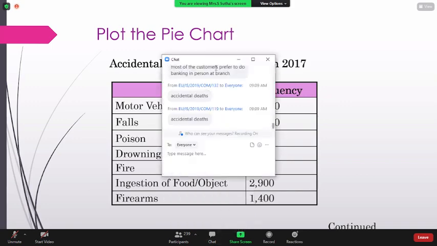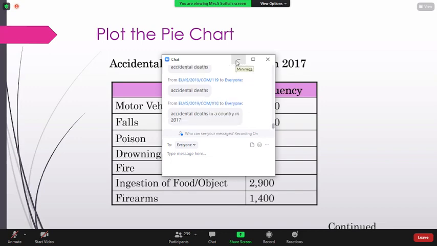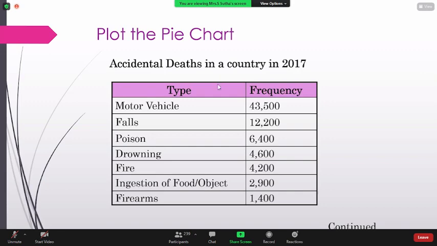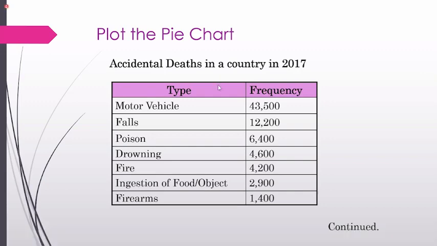A little more description is needed. Not a perfect description. Half of it you have: accidental deaths. Right? Types of accidental deaths that occurred in a country in 2017.